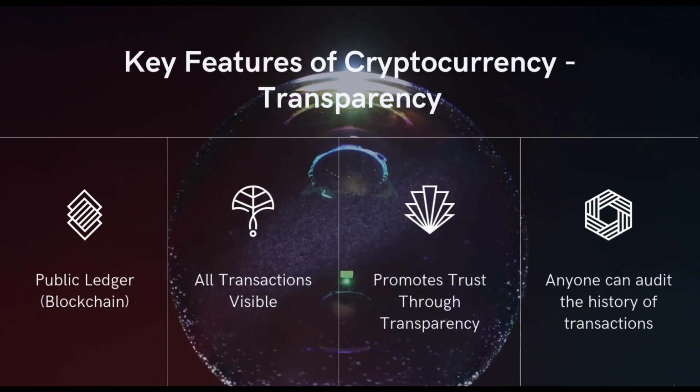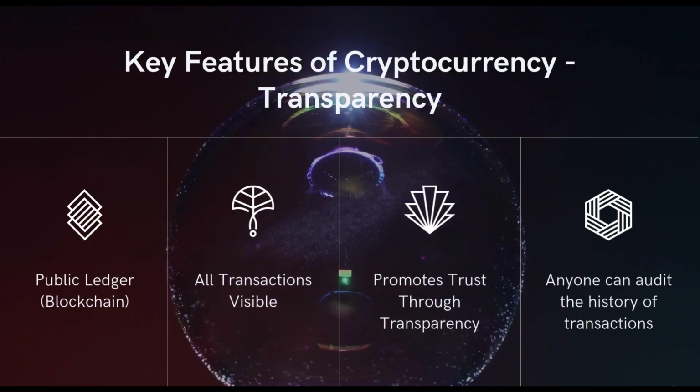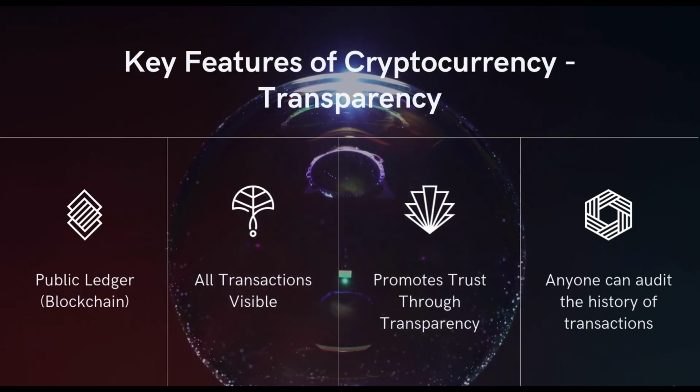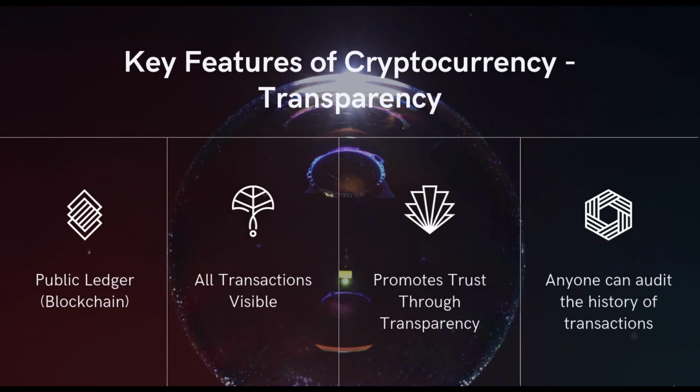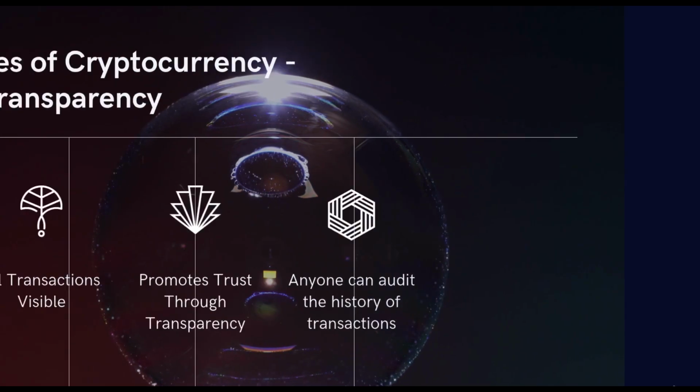Another feature of cryptocurrencies is transparency. Every single transaction on a blockchain is transparent and available for anyone to check or audit. This level of openness ensures that all participants can trust the system because they can verify the history and validity of every transaction. It's like having a public town square where every financial exchange is visible to everyone.